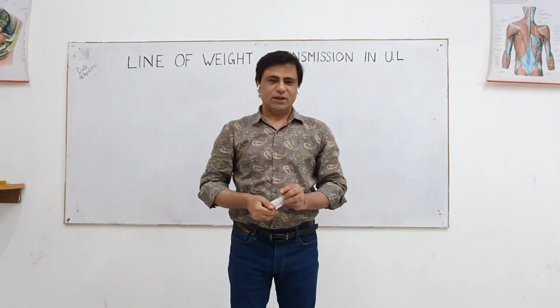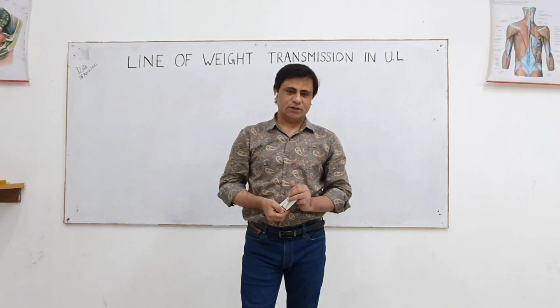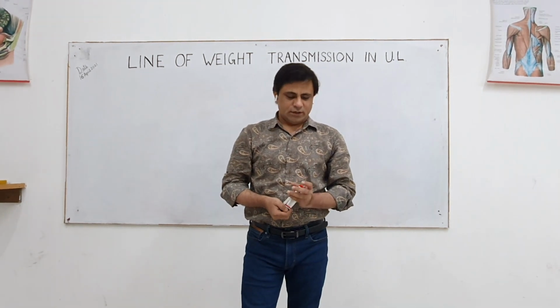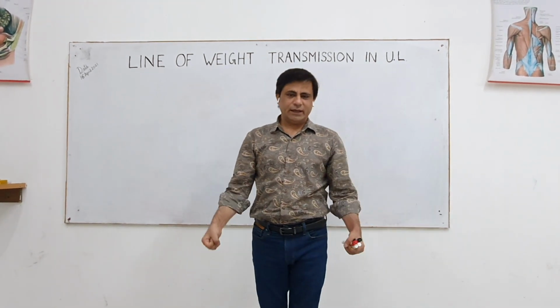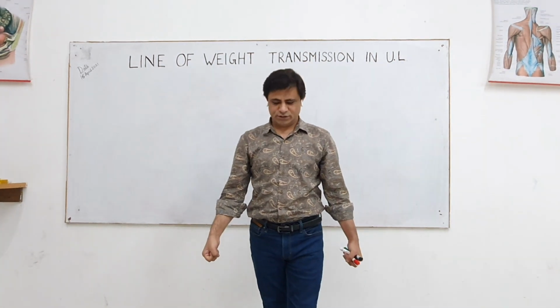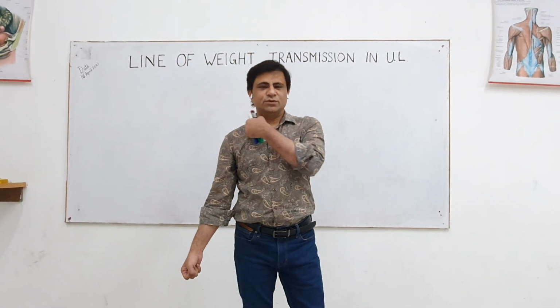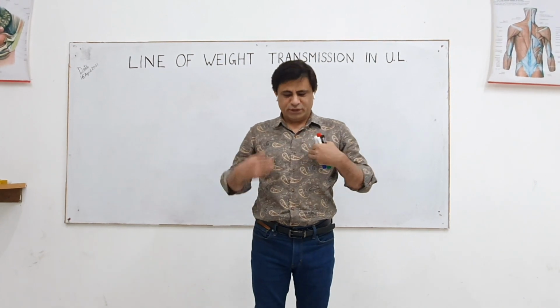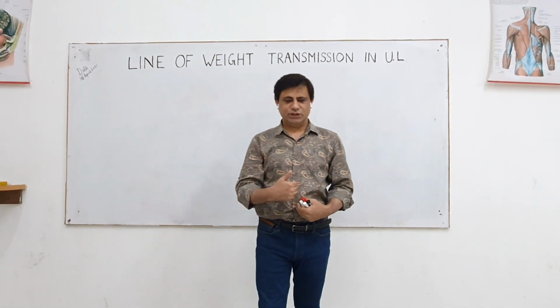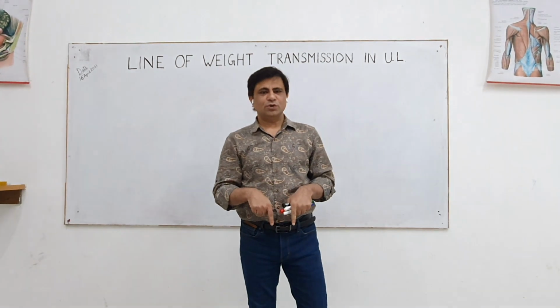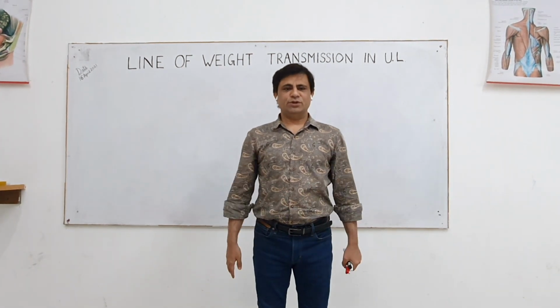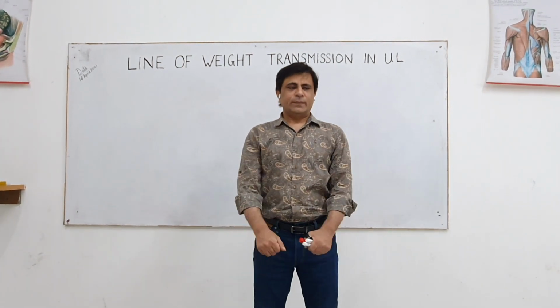Let me tell you about the line of weight transmission in the upper limbs. This means when you are carrying weight in your hands, maybe on one side, that weight has to be shared to the axial skeleton, right? To maintain your balance, the line of gravity should pass between both your lower limbs, so as to keep you in a stable gait.